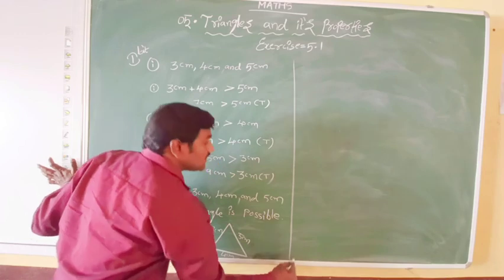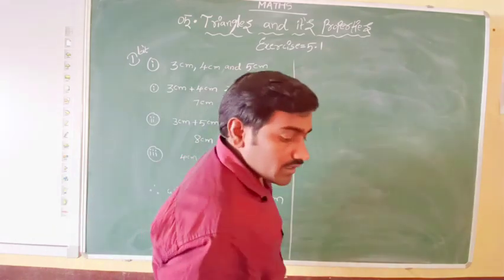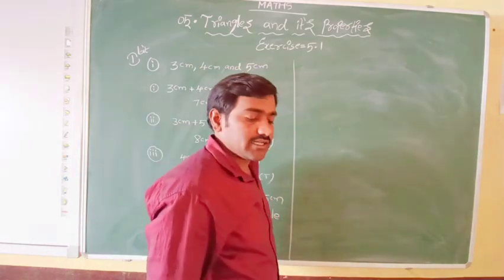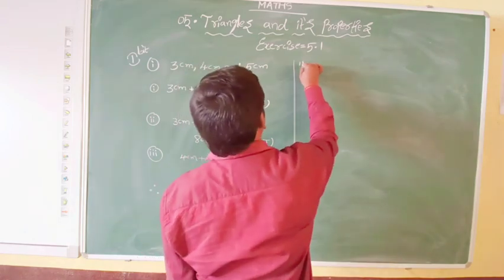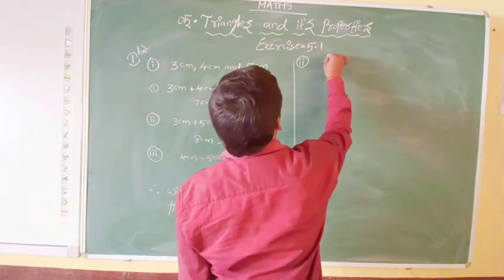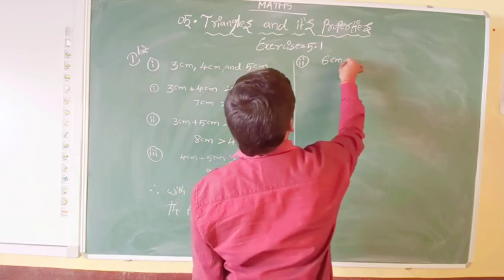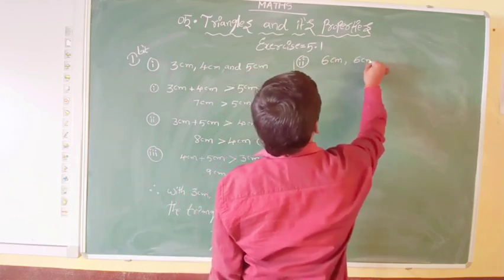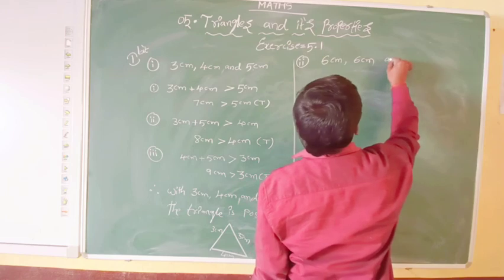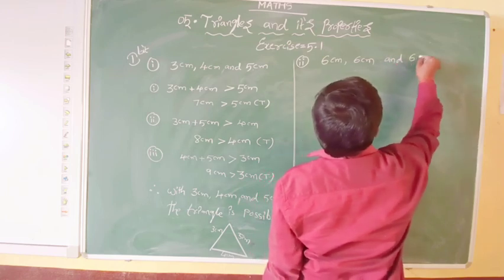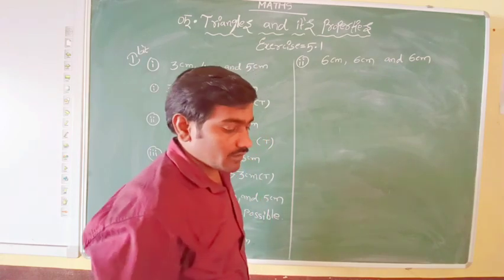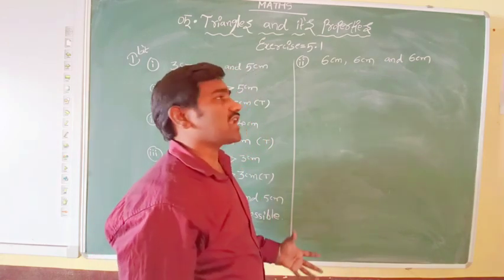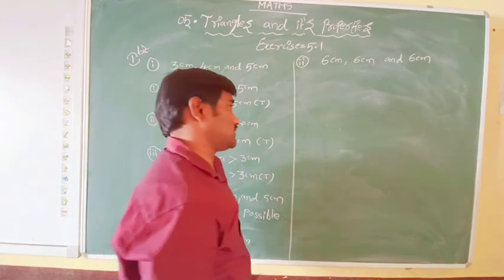Now we see the next one, that is 6 centimeter, 6 centimeter and 6 centimeter. We get an equilateral triangle if all the sides are equal in length: 6 centimeter, 6 centimeter and 6 centimeter. All these three sides are equal, so it is called an equilateral triangle. As the triangle is possible, we will still check it once.